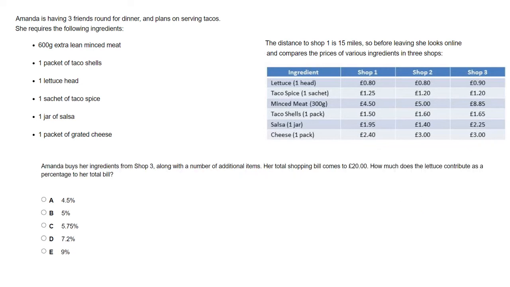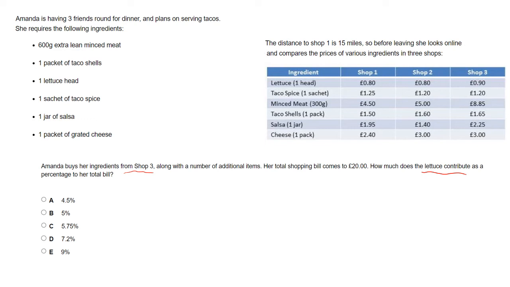Okay, on to the next one. Now this question is designed to try to trick you into wasting time, because it's actually a really easy question, but if you didn't stop to think about it for just a second at the beginning, you could easily start wasting time, because it says that she's going to buy her ingredients from shop 3, and it's wanting to know what percentage the lettuce made to the overall bill.